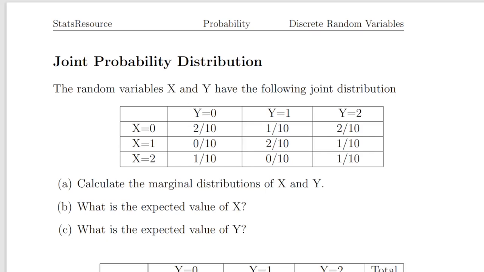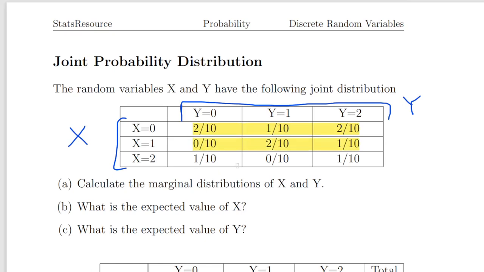Okay, in this presentation we are going to look at joint probability distributions of discrete random variables. So we have two discrete random variables here, x and y, and they have the following distribution. x can take the values 0, 1 and 2, and also y can take the values 0, 1 and 2. So far so good. Now what we have here is the probabilities of each possible outcome.